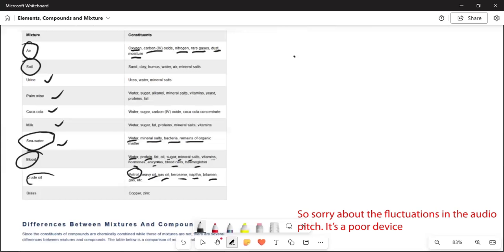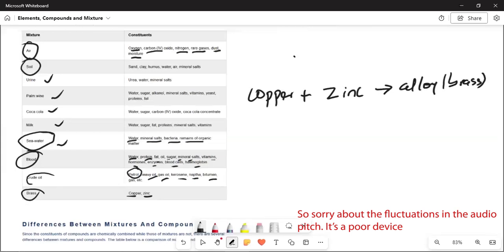Then lastly, brass. Brass is an alloy of copper and zinc. The copper and zinc are not chemically combined. Even though the two of them are elements, copper plus zinc, there's no reaction between them. And so what you have is an alloy of metal, which we call brass. But there's no reaction between them. We see it as a mixture of two elements.